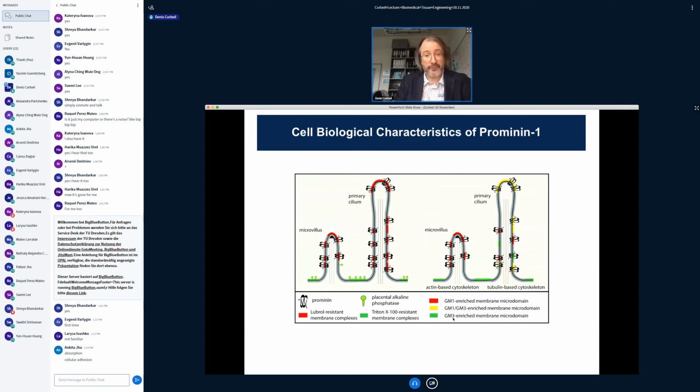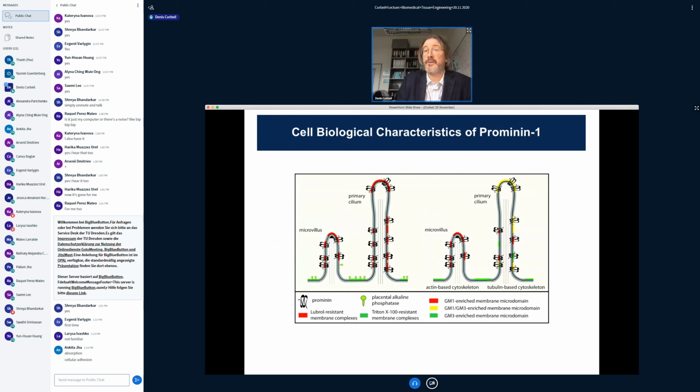The GM3, if you remember, I was showing in hematopoietic cells where you have prominin on one side and the GM3 on the other side, as you can see here. They are totally separated. The GM3 will be found with the placental alkaline phosphatase protein, while the GM1 will be found together with prominin-1 in microvilli.